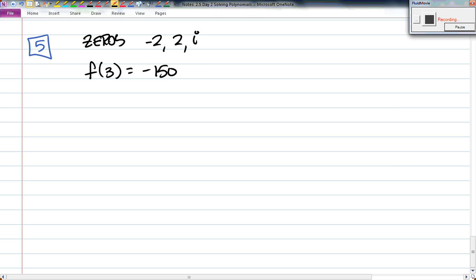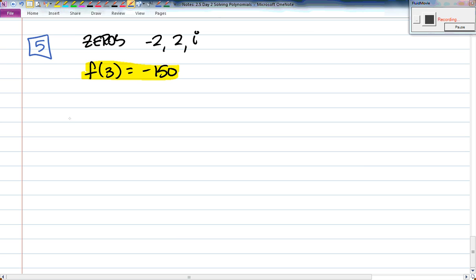Okay. Ladies and gentlemen, for the last idea of the day here, we're going to do the same exact thing, except we're going to add in one more condition to our polynomial, and the condition is that, in addition to having zeros at negative 2, 2, and i, f of 3 has to be negative 150, all right? So we're adding in an extra condition here.